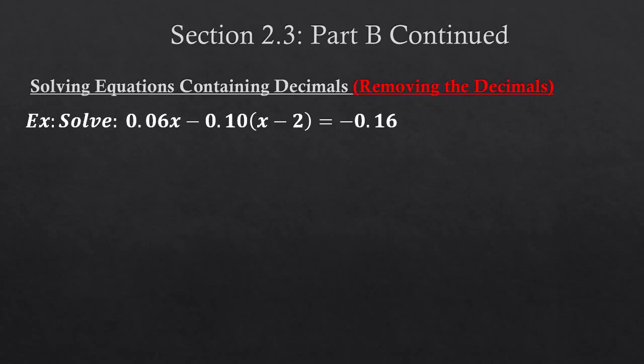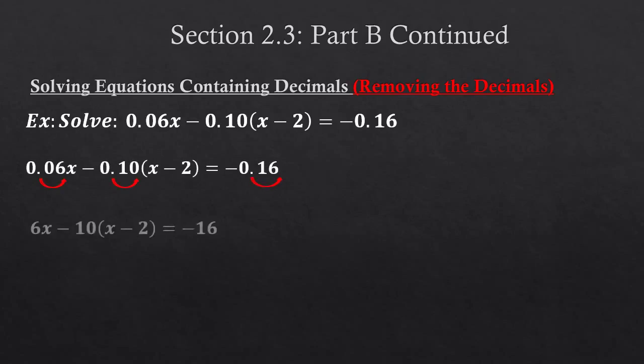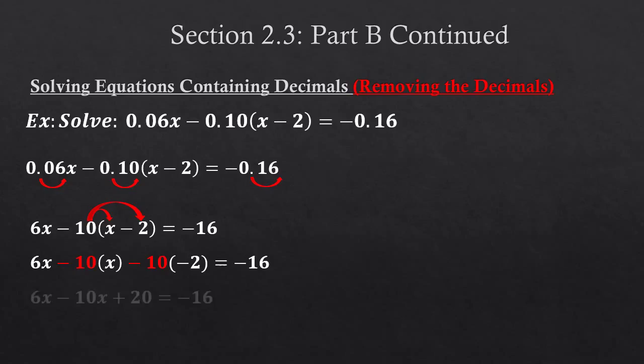So if you do so, rewriting the problem gives you 6x, negative 10 times parenthesis x, negative 2 close parenthesis, equals negative 16. Now we apply the distributive properties, which means I want to multiply everything in the parentheses by negative 10. So now I'm going to have 6x, negative 10 times x, negative 10 times negative 2 equals negative 16. That is the write down step. Do the actual multiplication next. So I'm going to have 6x, negative 10x, negative 10 times negative 2 is positive 20 equals negative 16.